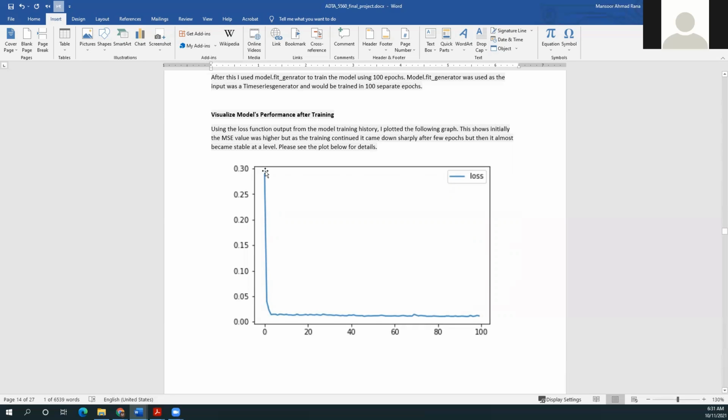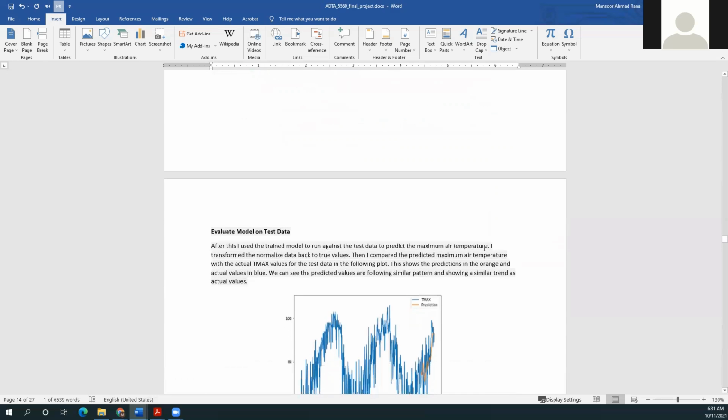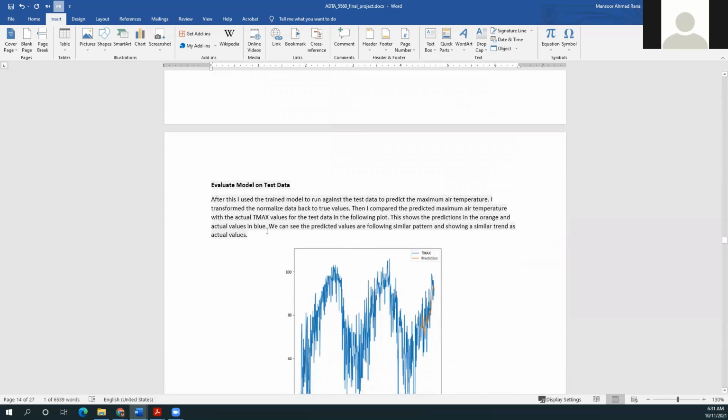which is like the loss function drops sharply and then it stays stable all the way throughout all the epochs, right? And after that, I'm using this to predict on the test data.